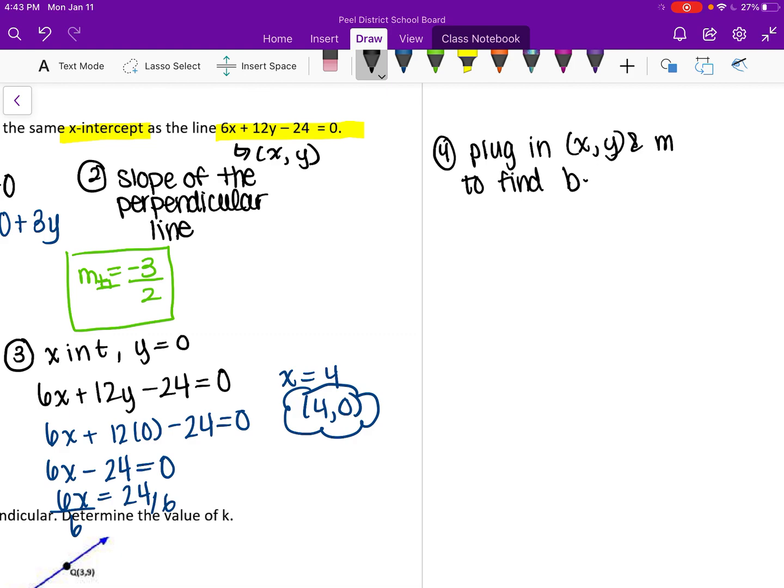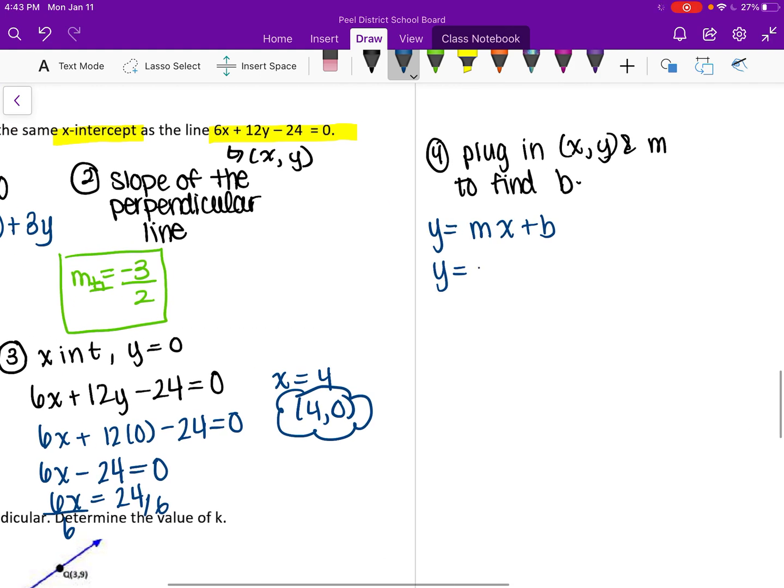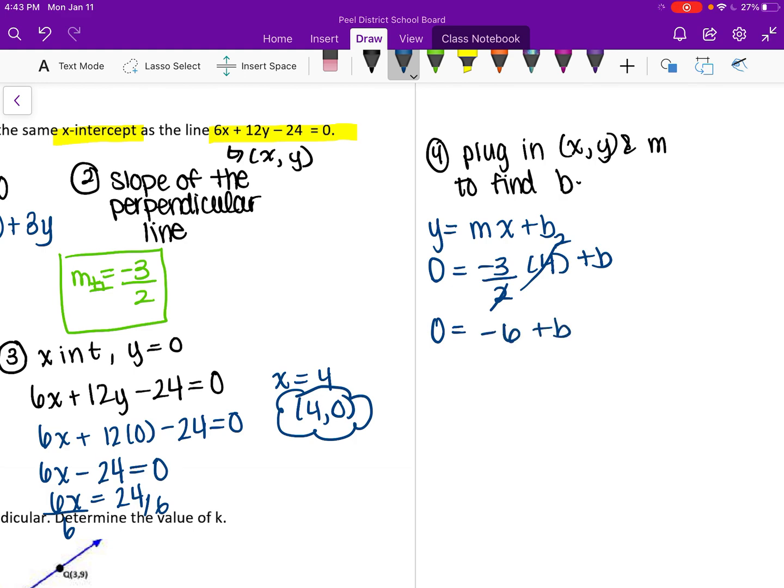And that's how I'm going to do it for this one, but you can use the other way. So y equals mx plus b. Y equals, we know our m is going to be negative 3 over 2 times 4. And I know my y is just 0. Sorry, forgot to add that in. I'm just taking 4 and 0 from here. Plus b.